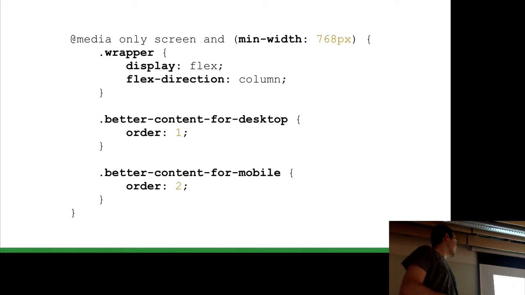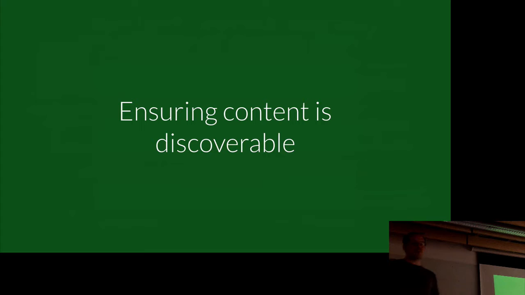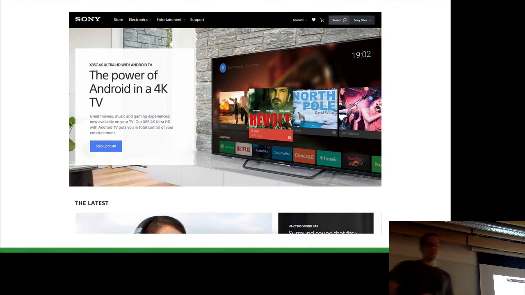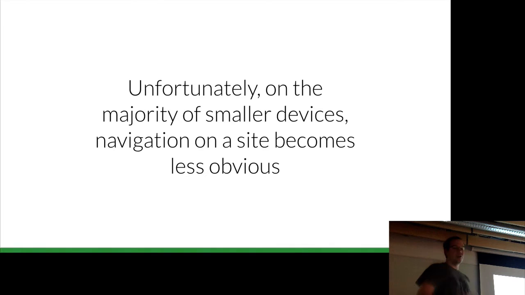Aside from looking at how you should be prioritizing content, you should also be looking at how you ensure the content is discoverable across a wide variety of devices. On large devices, navigating a site is often really easy. If we take a look at the Sony site, for example, it has a very clear navigation covering the key areas of the business. And if we can't see what they want to provide us, we can search for the content. Unfortunately, on small devices, navigation becomes a lot less obvious.